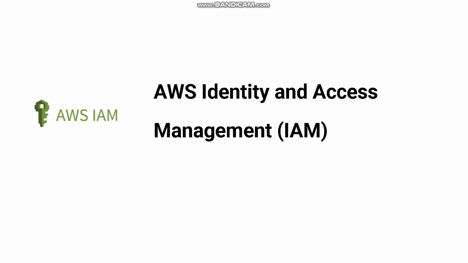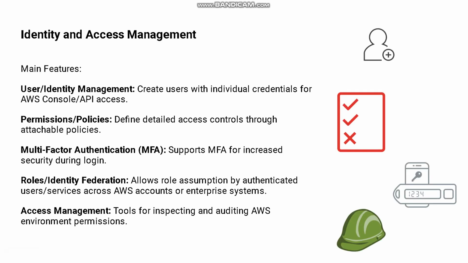In today's video, I'm going to discuss the AWS Identity and Access Management, IAM, service. So what is the IAM service? This is the service whose main features are user or identity management, which allows us to create users with individual credentials for AWS console or API access.